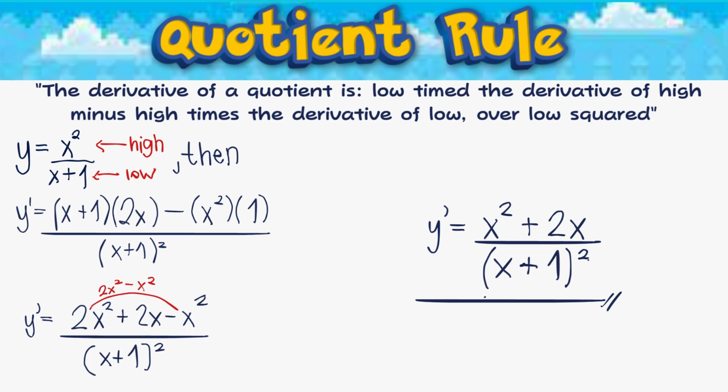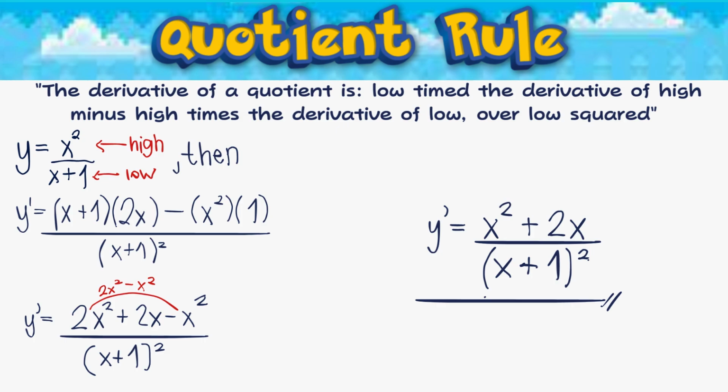Now let's do the following operations. (X plus 1) times 2x is 2x squared plus 2x, minus x squared times 1, which is x squared, all over (x plus 1) quantity squared. After that, we're gonna combine like terms. So 2x squared minus x squared is equal to x squared plus 2x all over (x plus 1) quantity squared.